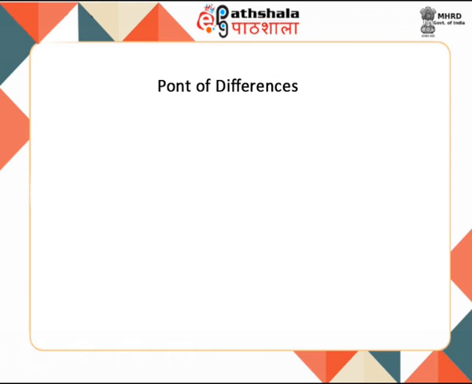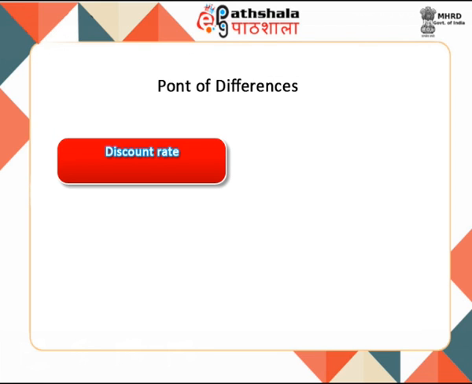There are also points of differences between the two techniques. These are discount rate. Under NPV method, the underlying discount rate is known and is equal to the opportunity cost of capital, as it represents the minimum rate of return required to accept a project. However, under IRR method, the discount rate is unknown and it is generated by the trial and error procedure. The IRR equates the present value of outflows with the present value of cash inflows.